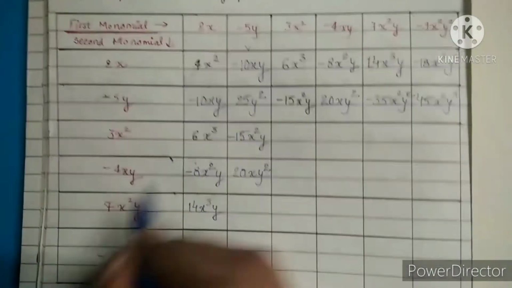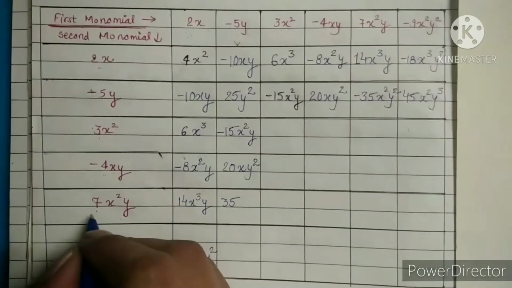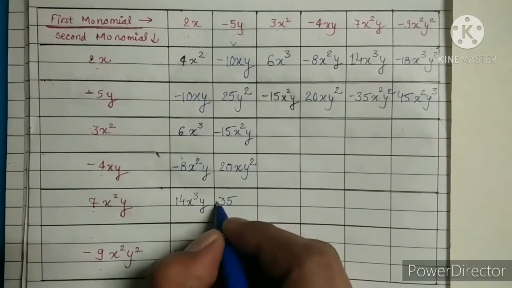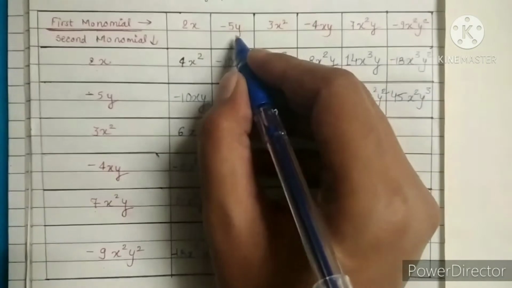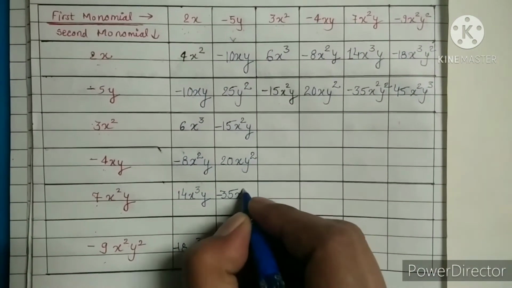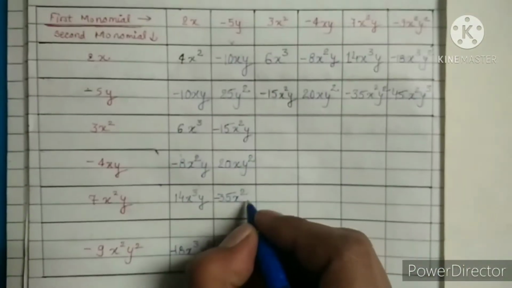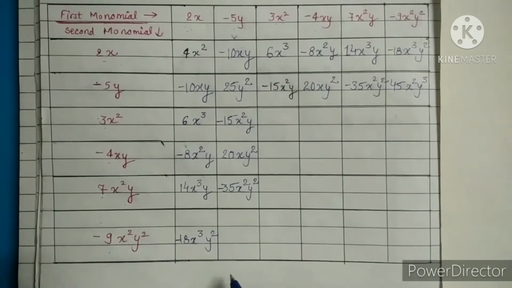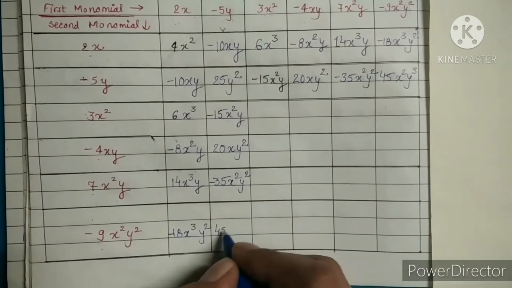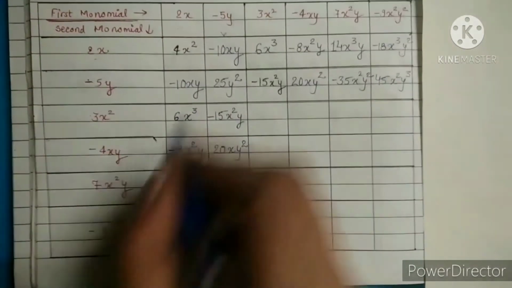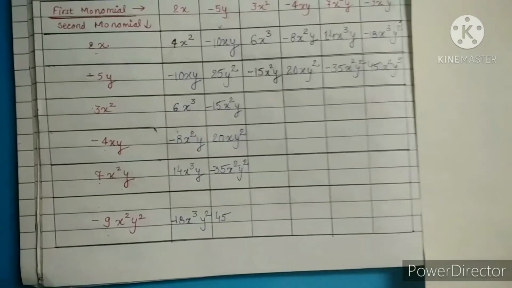Here 7 5s are 35, but how? Here is positive and here is negative, so here negative will come. X is to power 2, we don't have any x term here, so here x is to power 2. Y is to power 1, y is to power 1, so here y is to power 2. Same is here. 9 5s are 45, but both expressions are negative, so their answer will become positive because minus minus is plus.